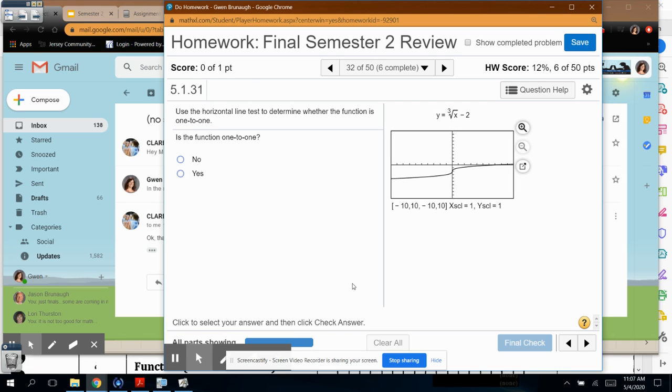Now for the chapter 5 stuff. We already did the last one, which is very similar, on the last video because I didn't catch that it was chapter 5 already. But is the function 1 to 1? 1 to 1 just means it passes the horizontal line test. If you draw a horizontal line, does every horizontal line only touch it once? And the answer on this one is yes, it does.